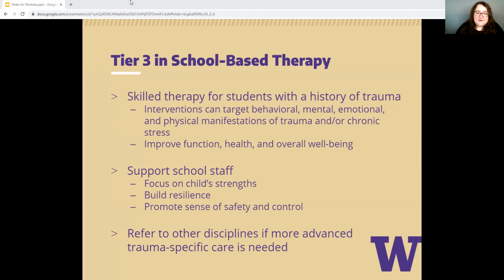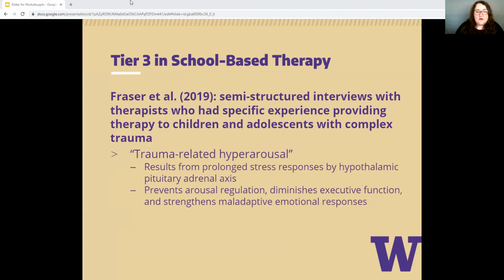It's also important to note here that it may be necessary to refer the child to other disciplines, such as psychology, if more advanced trauma and trauma-specific care is needed. We wanted to discuss some concrete examples of Tier 3 trauma-informed care from the research literature.